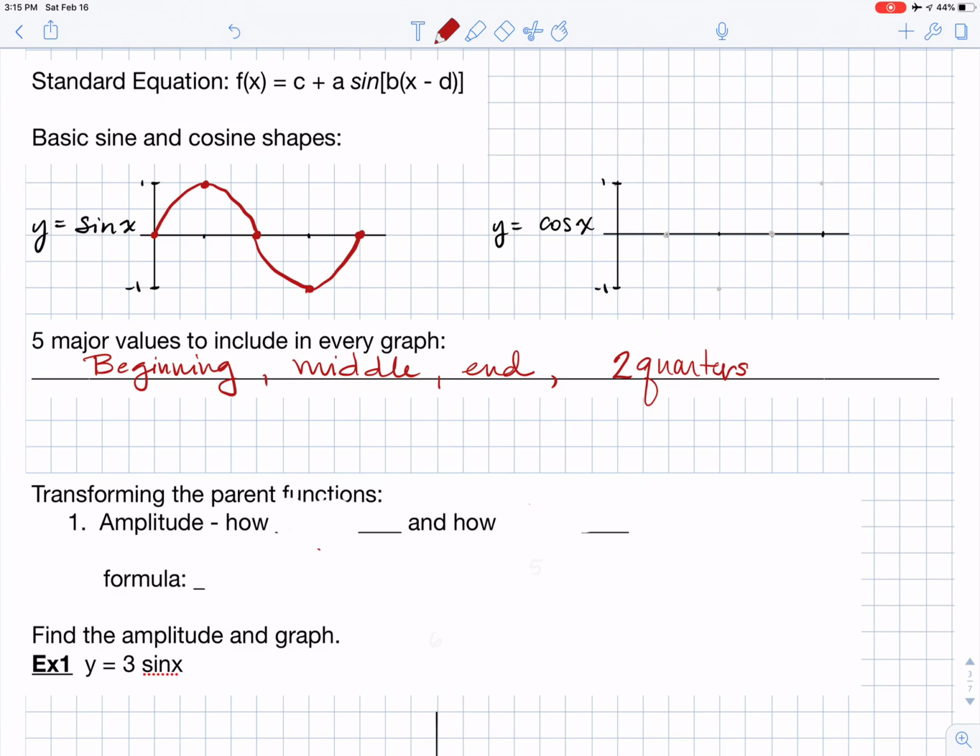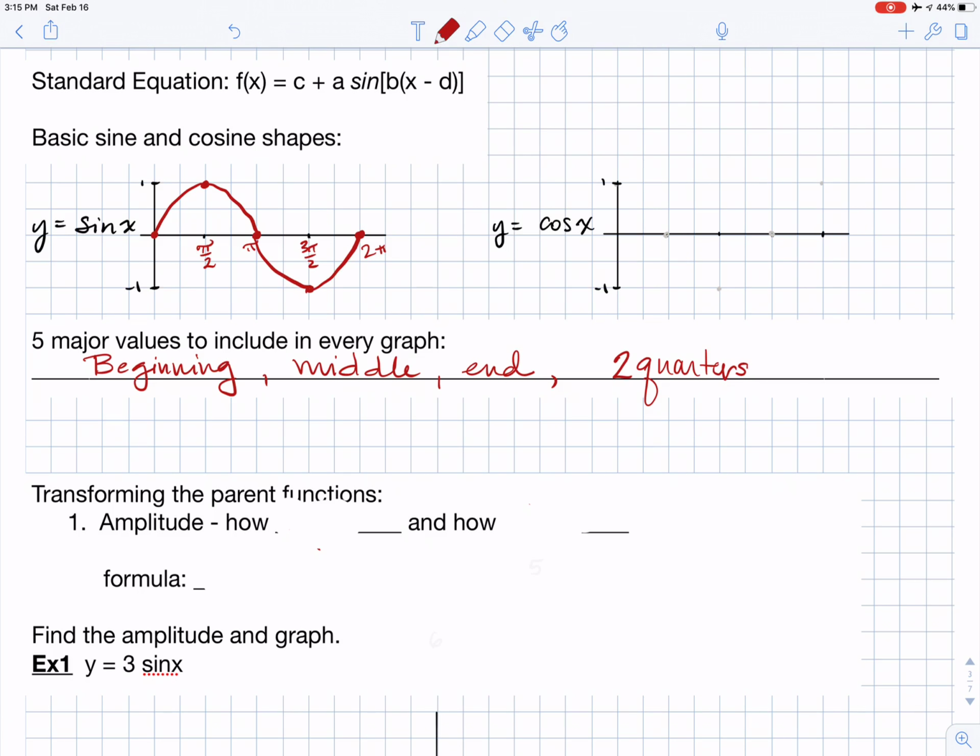If this is the sine parent, we know that the ending occurs at 2 pi, the middle occurs at pi. If you take half of pi, you'll get pi over 2. And then all you really have to do is count. You have 0, 1 pi over 2, 2 pi over 2, 3 pi over 2 is next, and then 4 pi over 2 is the last one.